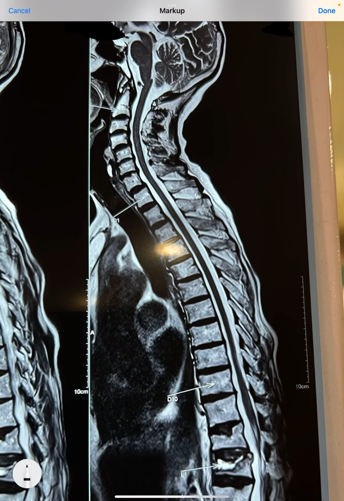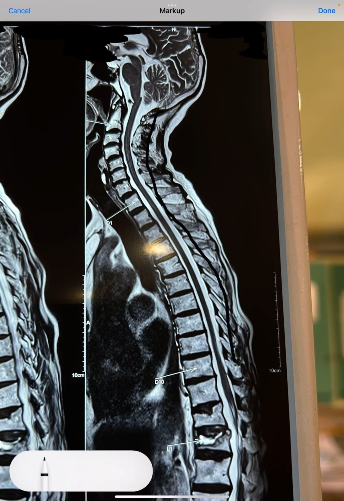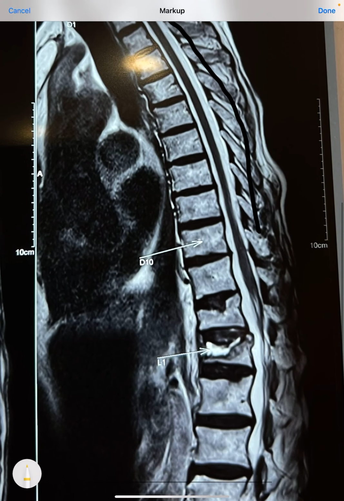Now this is a very interesting MRI. This is an MRI of the whole spine. We can see the whole spine here. The interesting thing is that if you look closely, we can see this L1.